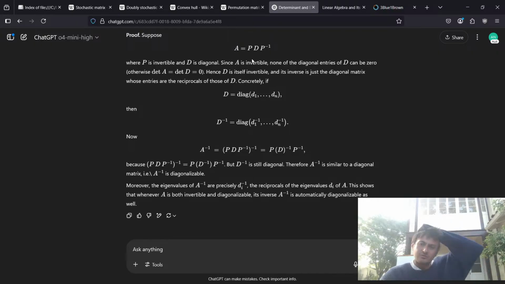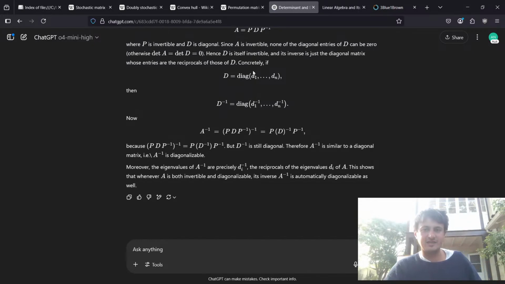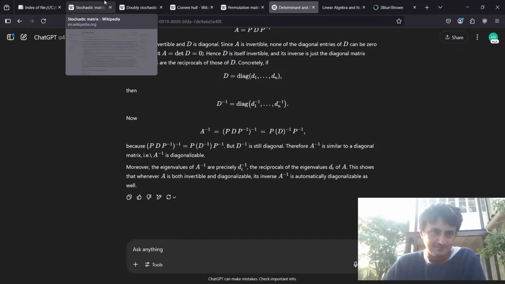Since A is invertible, none of the diagonal entries can be 0. Oh, yeah, that's true. Yeah, all right, cool. So we were right. So I got it. Yeah, you just do that. Nice.